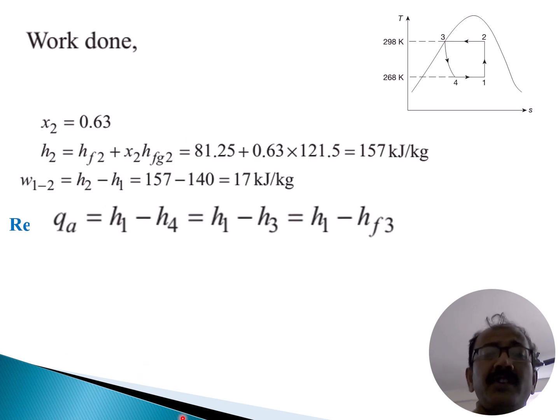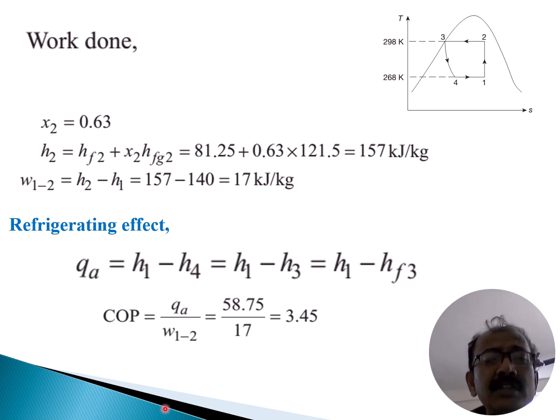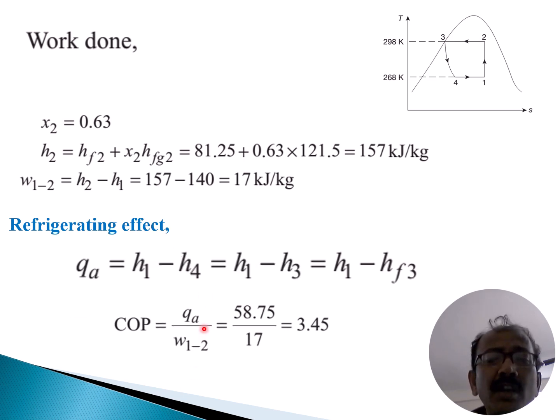Now, refrigerating effect. All of you know that the refrigerating effect is nothing but the difference of two enthalpies, the enthalpy at state point 1 and the enthalpy at state point 4. So h1 minus h4, where h4 equals h3. So we can put the h3 value instead of h4, and finally h1 minus hf3. So the COP is nothing but QA divided by W12. Putting these values of QA and W12, we can get the value of COP.